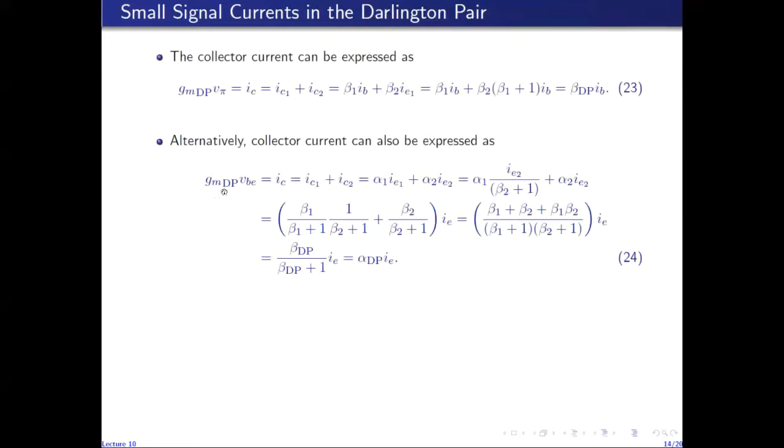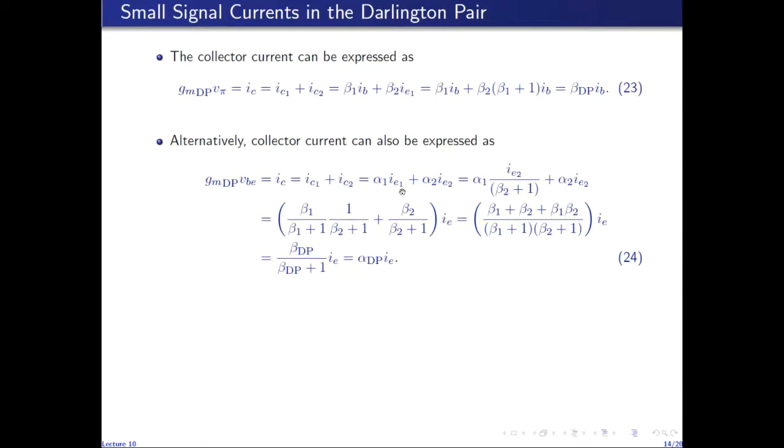Alternately, we can write GM dP times VBE, because VBE is the same as V pi, again as the total collector current, which is the sum of the two collector currents. Now, instead of representing these collector currents in terms of base current, we can represent them in terms of the corresponding emitter currents. So IC1 is alpha 1 times IE1, IC2 is alpha 2 times IE2.